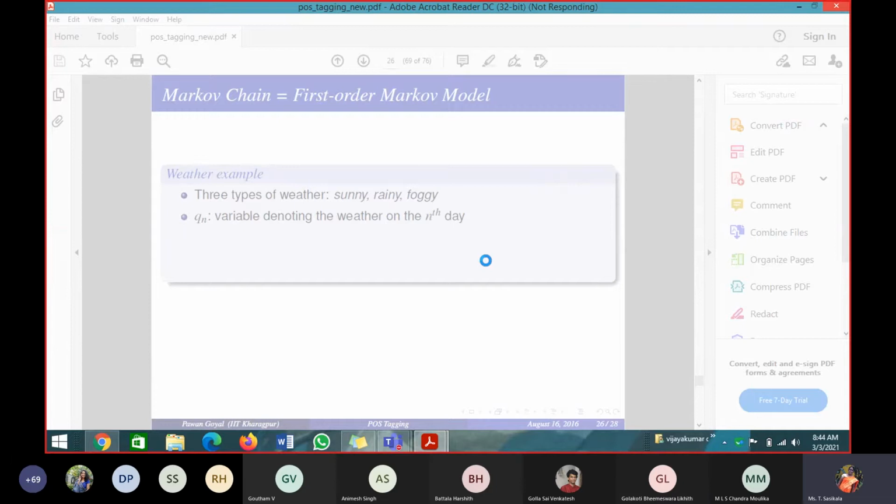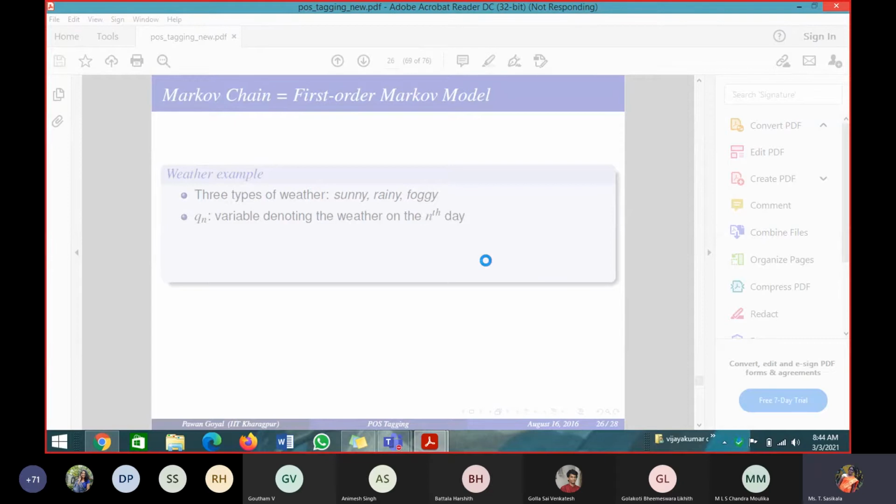So three types of weather we have: sunny, rainy, and foggy. They will give today's weather and tomorrow's weather, so based on today's weather, we can predict tomorrow's weather. Or they will give yesterday's weather and today's, so based on yesterday's weather, we can predict today's weather. Okay. So based on the first order Markov model, each state depends upon the previous state.